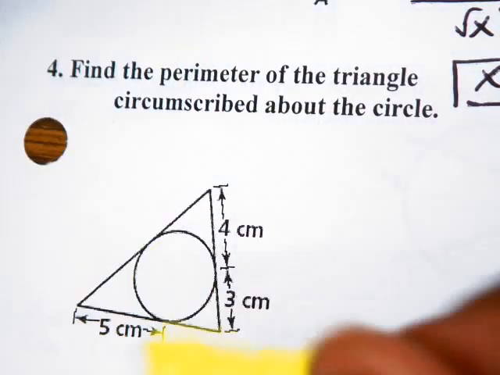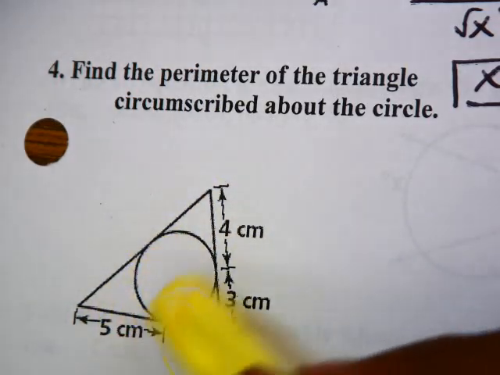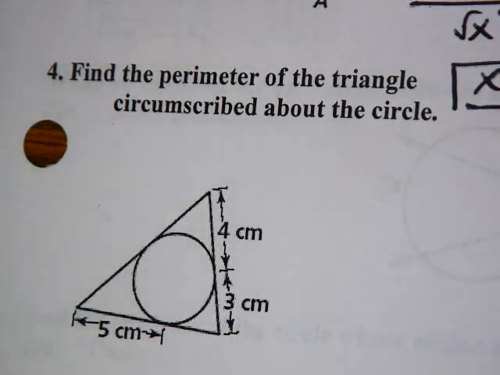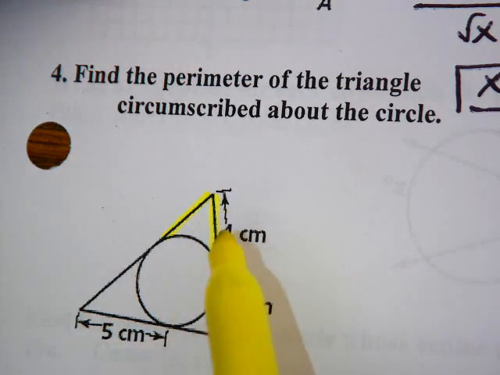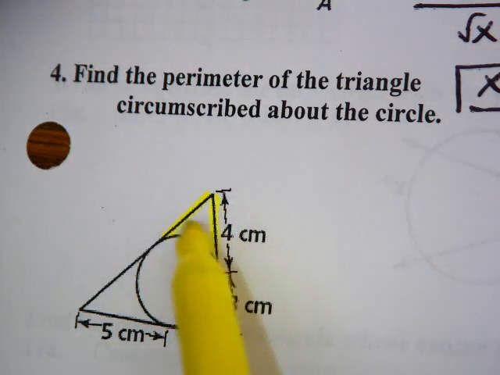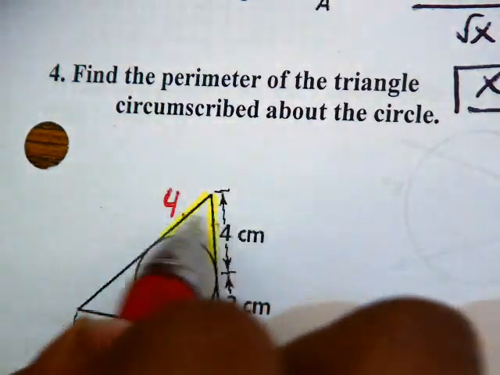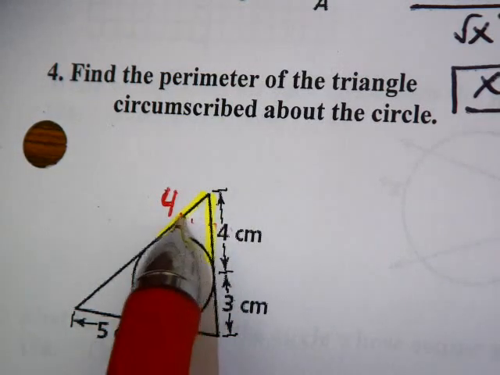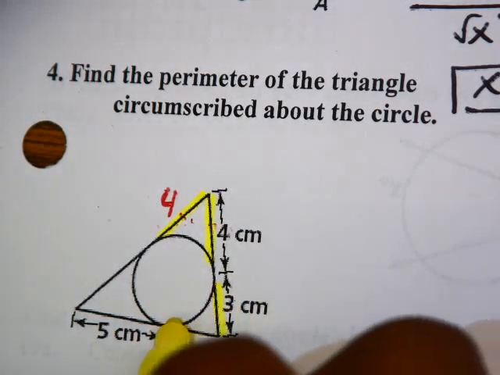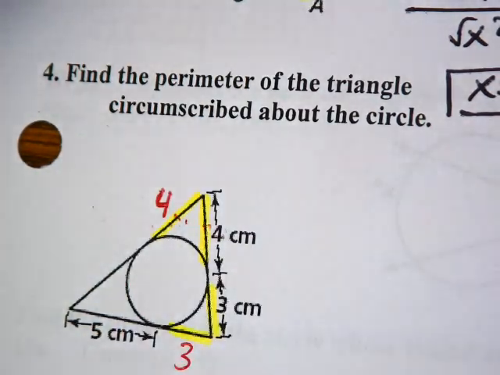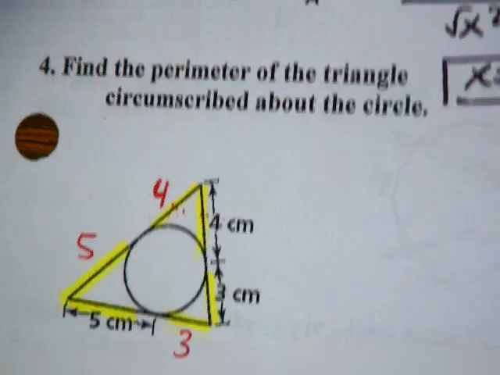Number 4, I'm supposed to find the perimeter of the triangle circumscribed about the circle. So there's a triangle outside the circle. Each of these line segments touches the circle at just one spot, forming tangent lines. So this line segment, that's 4, is also tangent, and should be equal to this line segment. So this should also be 4, because tangent lines that meet outside the circle are congruent. So these parts should be equal. If this is 3, then that's 3 also. And since this is 5, this is also 5.